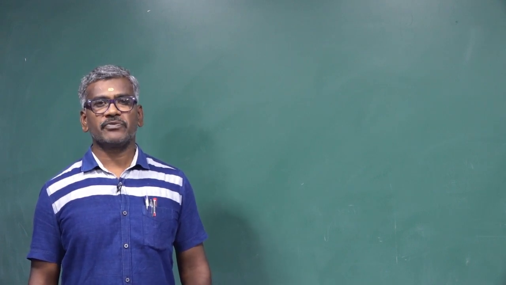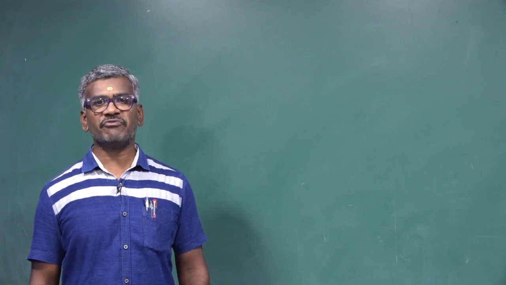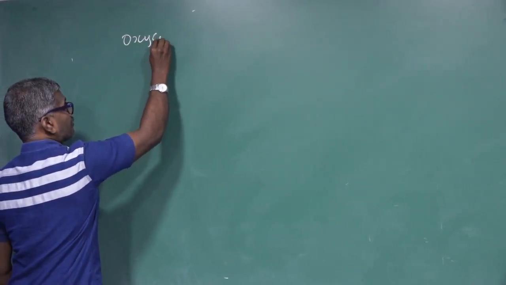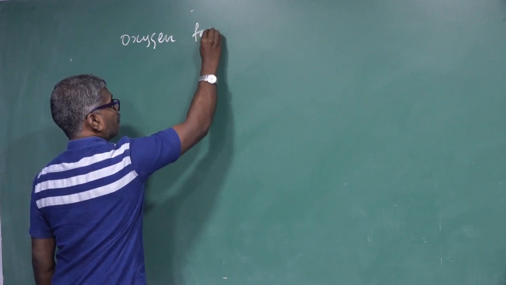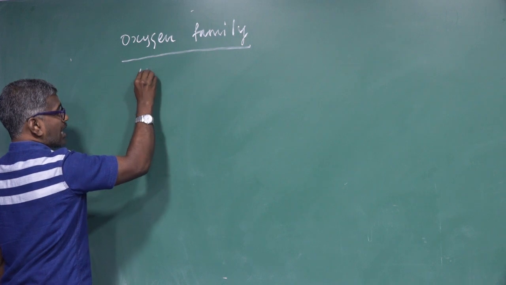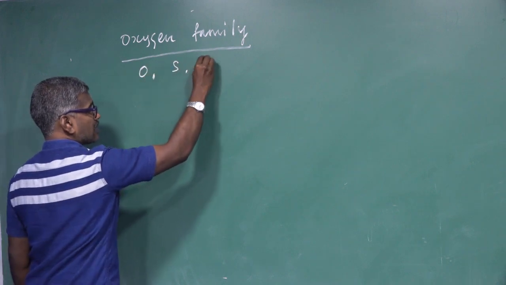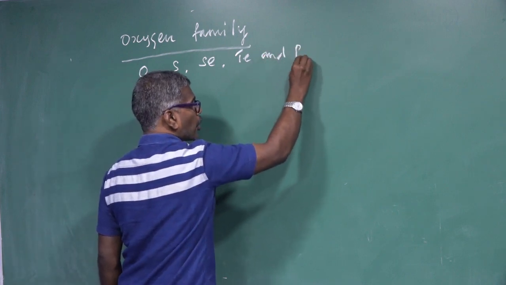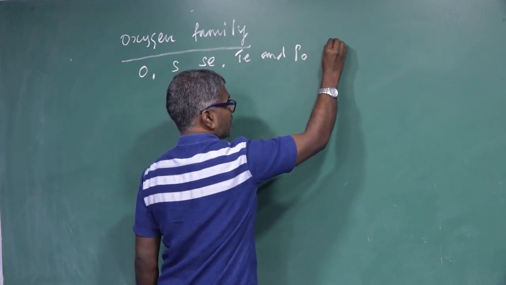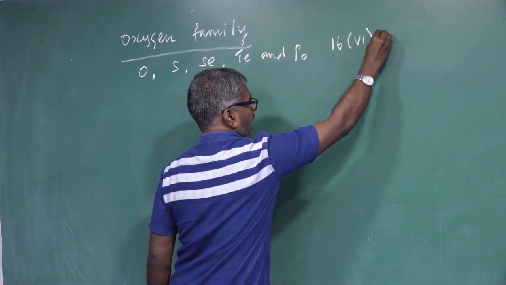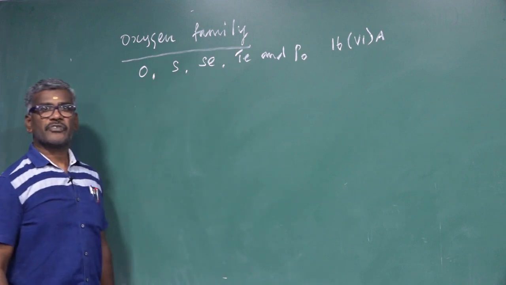Today's topic is allotropy of the oxygen family. The oxygen family consists of oxygen, sulfur, selenium, tellurium and polonium, which are Group 16 or 6A. First, allotropy.